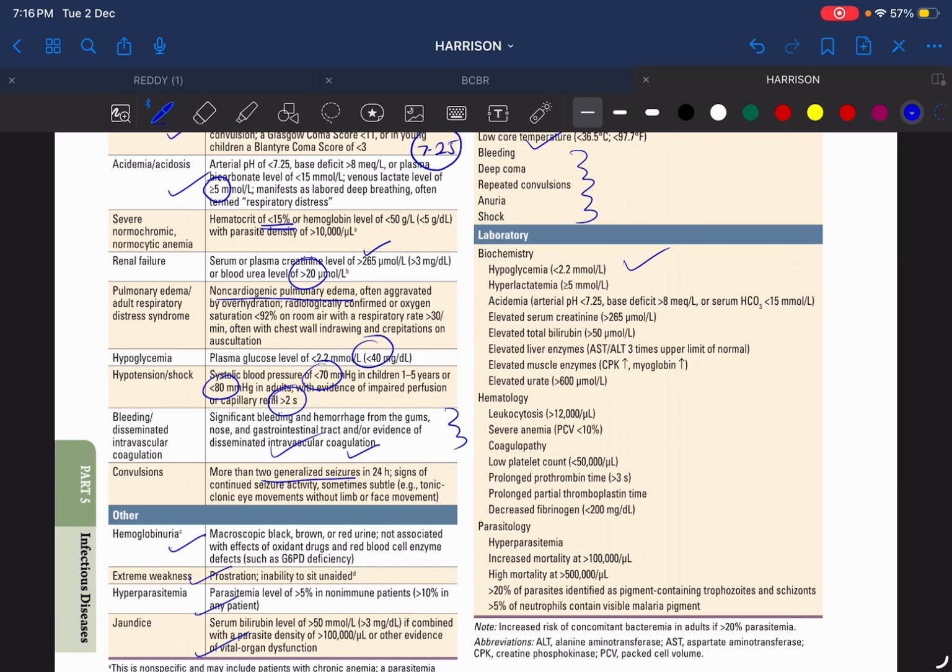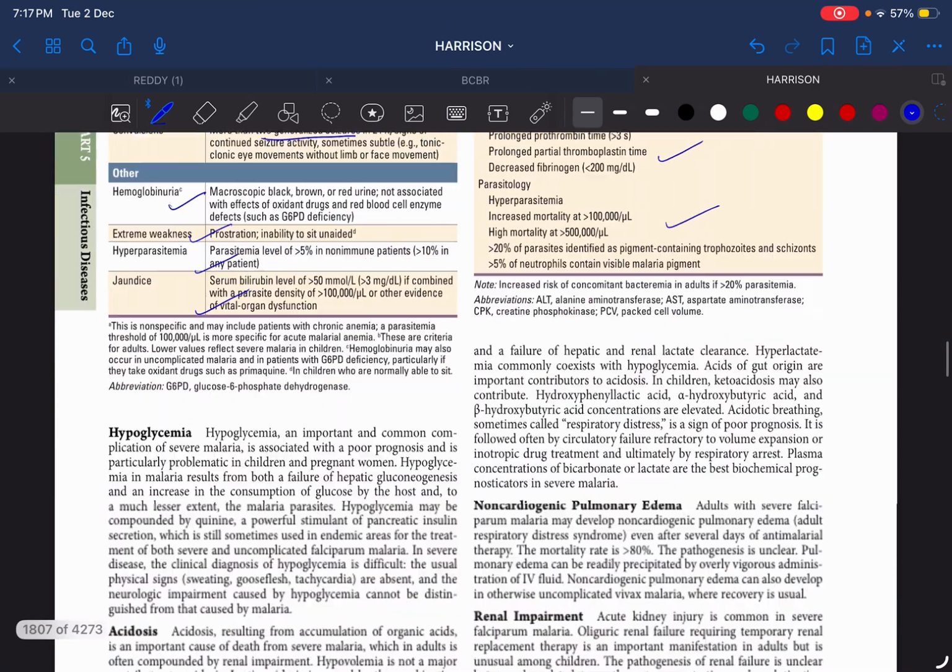Hypoglycemia less than 2.2, that is less than 40 mg per deciliter. Hyperlactatemia, then arterial pH less than 7.2, serum creatinine more than 265, that is more than 3 mg per deciliter. Then elevated total bilirubin more than 5, leukocytosis more than 12,000 with PCV less than 10%. Remember, criteria is less than 15%. If it is less than 10%, poor prognosis. Low platelet count, DIC features, hyperparasitemia, all those are associated with poor prognostic features in case of cerebral malaria.